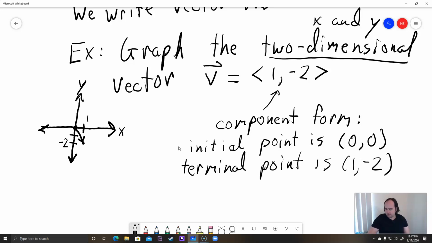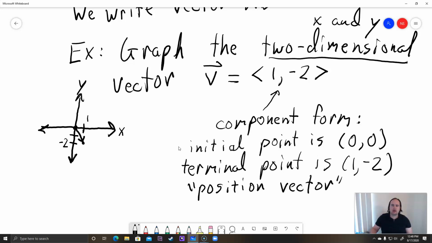Okay? And when I say component form, that's also called a position vector. The reason it's called a position vector is because a position vector always has the initial point positioned at the origin. So it's always positioned at 0 comma 0. Okay? So that's the basics of a two-dimensional vector.